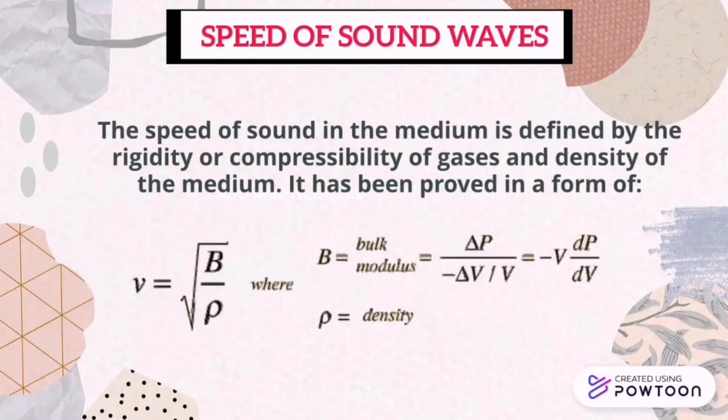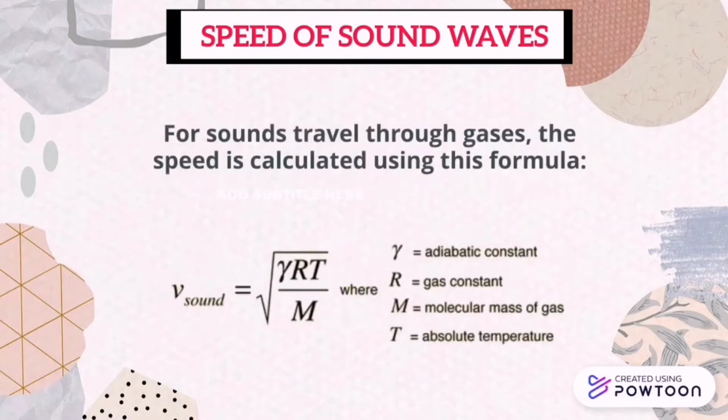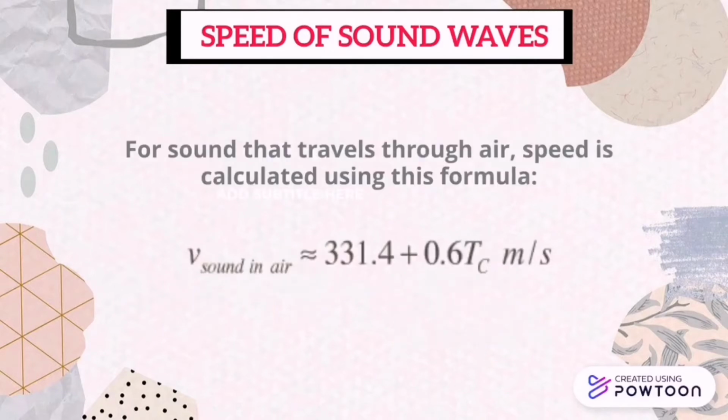The speed of sound in the medium is defined by the rigidity or compressibility of gases and the density of the medium. It has been proved in the form of the formula below. For sound that travels through gases, the speed is calculated using this formula. For sound that travels through air, the speed is calculated using this formula.